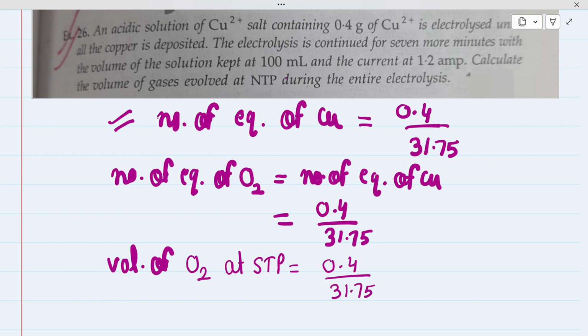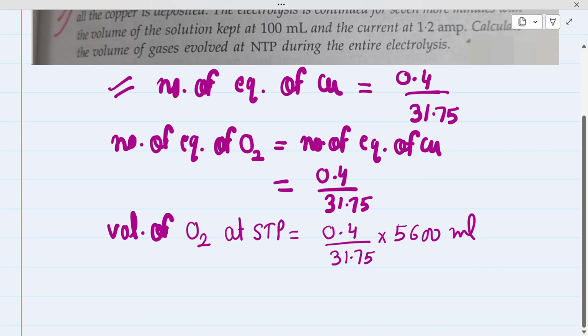We know the volume of one equivalent of O2 at STP is equal to 5.6 liter or 5.6 decimeter cube. So the volume of O2 at STP for 0.4 divided by 31.75 equivalents will be multiplied by 5.6 decimeter cube, or if we convert it into milliliter, 5600 ml. So that is the volume of O2 released at STP in the first process.